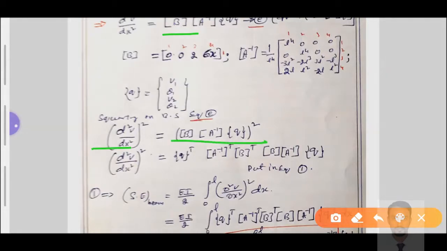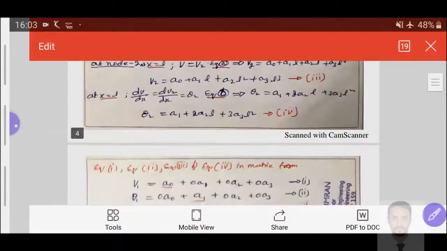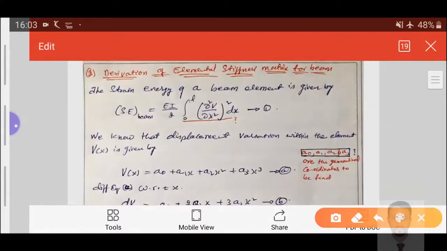We know that matrix rule, when we square that: transpose of Q matrix, A inverse of transpose, B transpose into B matrix, A inverse matrix into Q matrix. Put in equation number 1. That equation number 1 is said to be as a strain energy. We have here in this equation number 1, we need to substitute that value, that strain energy of the beam. This value we need to substitute.